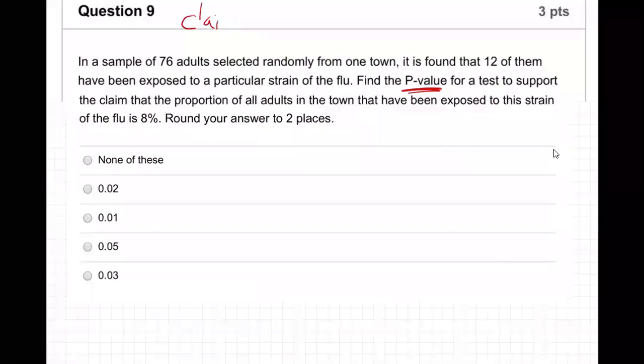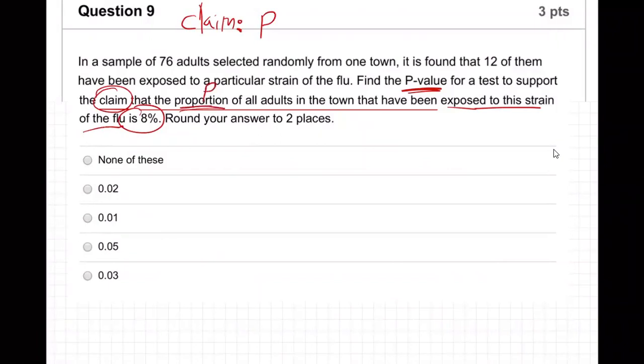All right, so what's the claim? What is actually being claimed? The claim is that the proportion of all adults that have been exposed to this strain of the flu is 8%. So is this a P or a mean? It's P. Clearly P. There's no mean anywhere, no average anywhere. They even say that word, the claim. The claim is that the proportion, the P, is 8%. How do I write that? P is 8%.